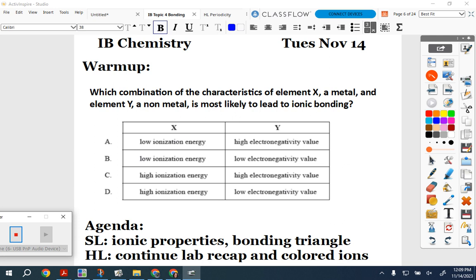Okay. So this warm-up question is asking, what are the characteristics of a metal and a non-metal that lead to ionic bonding? So what do you guys think? Edward. Low ionization energy for the metal, high electronegativity for the nonmetal. Raise your hand if you agree that A is the correct answer here. Yeah. We'll talk a little bit about why that is today. Just kind of review that.